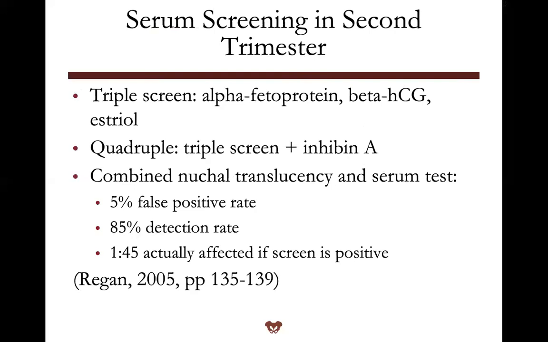If they combine that nuchal translucency and the serum test, when we're looking at things like Down syndrome, there is a 5% false positive rate. So realizing that just because there's a positive doesn't mean that the baby actually has a condition, but there is an 85% detection rate. So that combination of tests is actually pretty good for determining if Down syndrome or other conditions are present. And then 1 in 45 women who are actually affected will have had a positive screen.